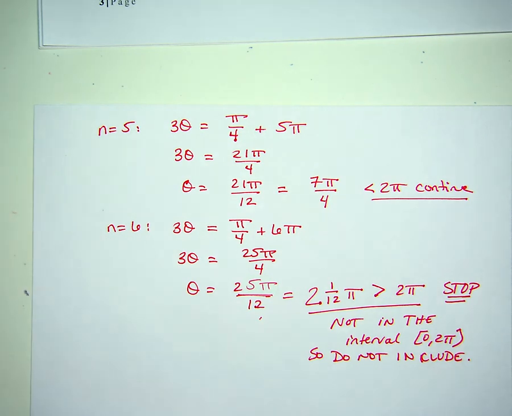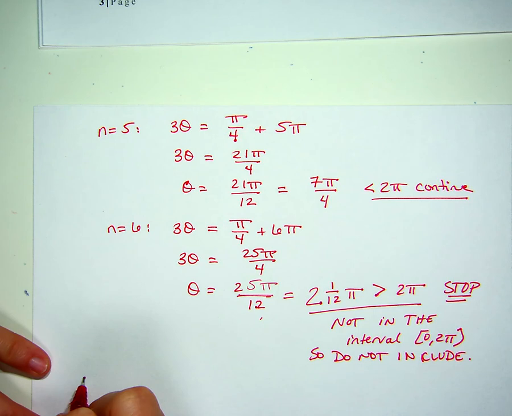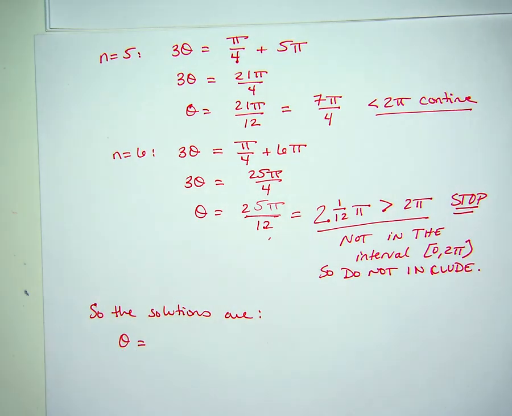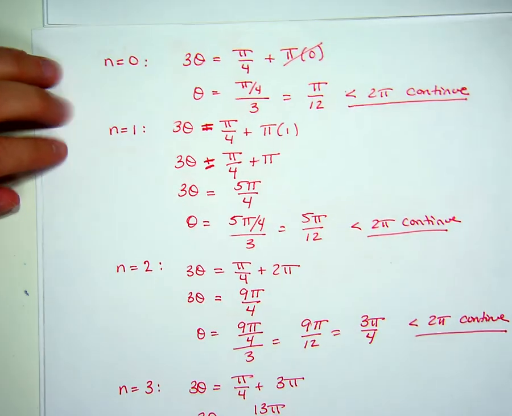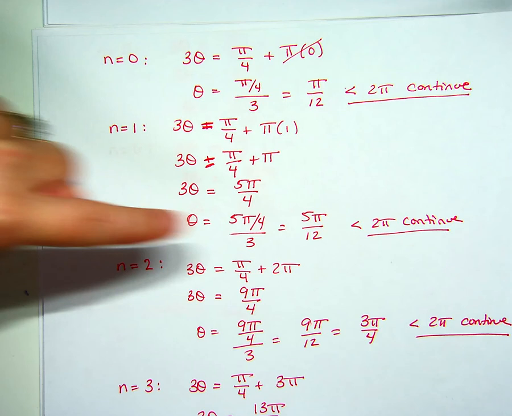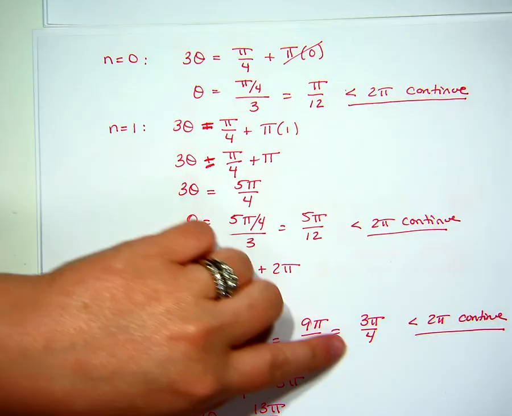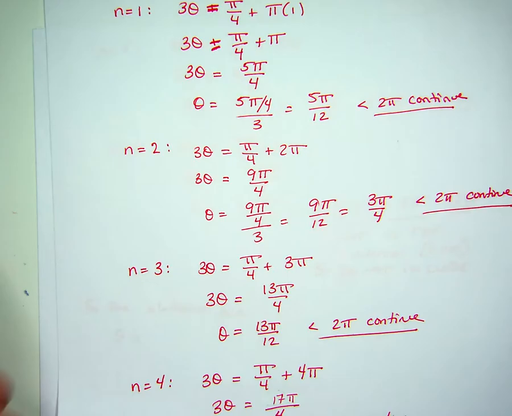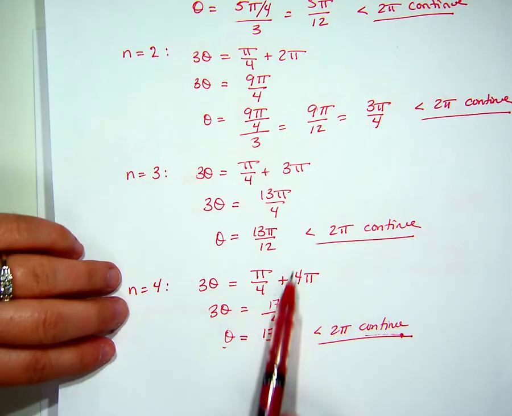Therefore, the solutions are theta equals, alright, when n was 0, I got pi over 12, that's one solution. n was 1, I got 5 pi over 12, that was one solution. 9 pi over 12, or 3 pi over 4, I should say, is another solution. 13 pi over 12 is a solution. 17 pi over 12 is a solution.